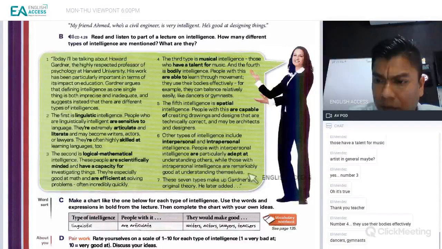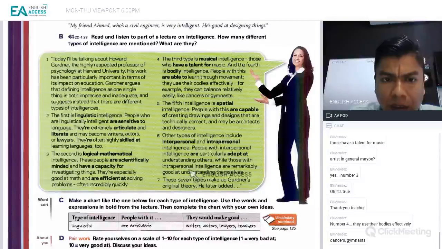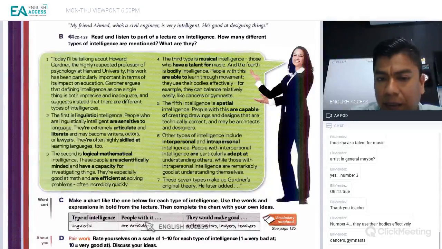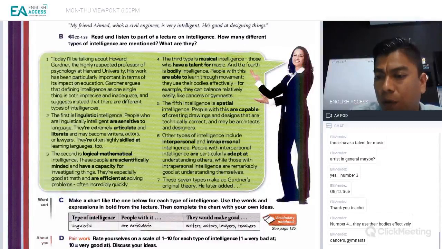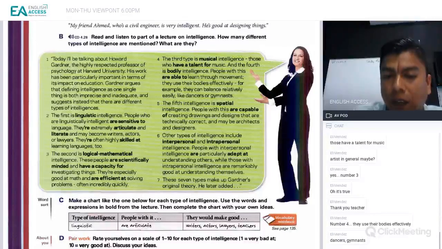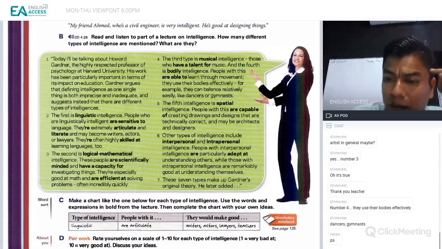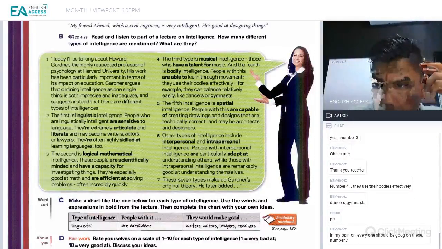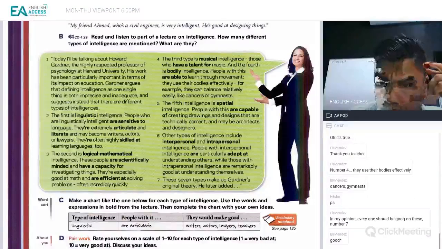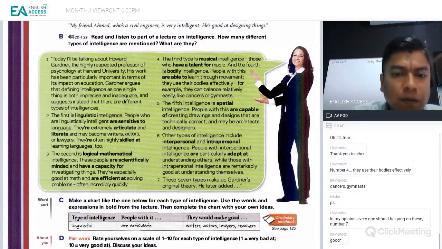And what about intrapersonal? Intrapersonal intelligence are remarkably good at understanding themselves. So people with it understand themselves, and they will make a good writer, they will make a good novelist. They can also make a good teacher. Yes, that's a good point.